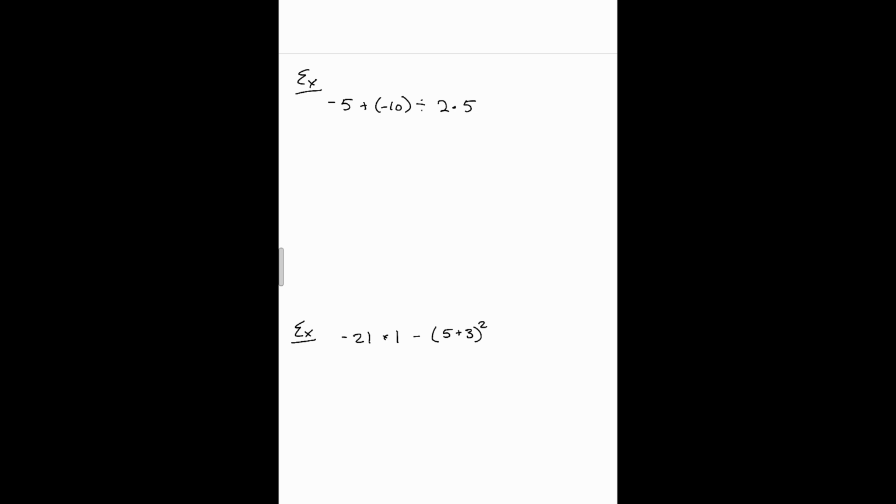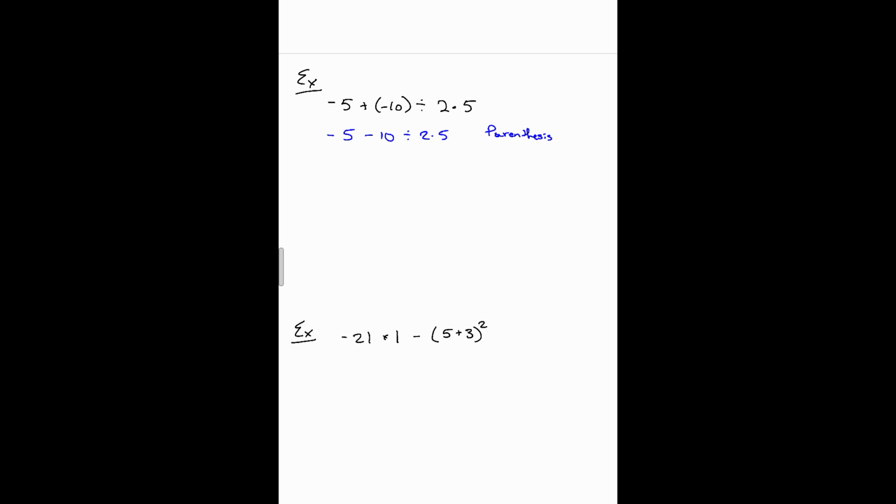The reason I'm saying that is because we have a plus and a minus next to each other. A positive times a negative gets us a negative. So that would be negative 5 minus 10 divided by 2 times 5. Basically we took care of the parentheses. And now we have subtraction, division, and multiplication.